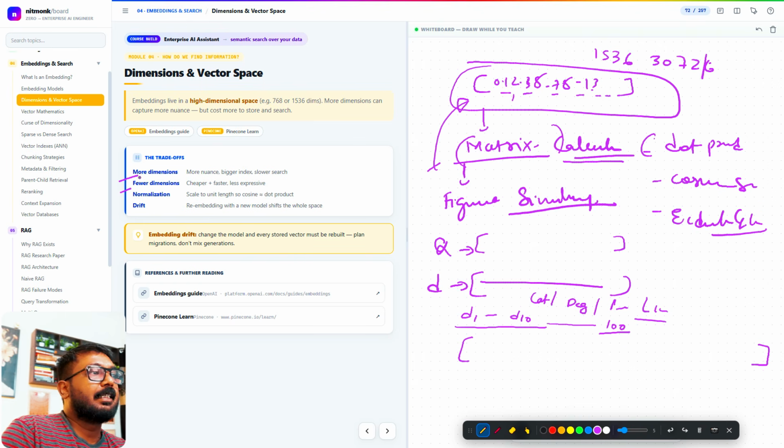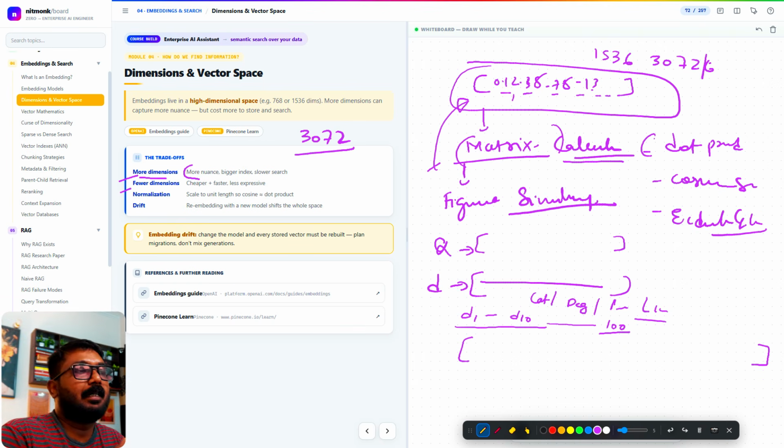But that's what I'm saying: more dimension is more nuance. If we go to 3072, the matrix will be bigger, correct? And then we'll dive more deeply into the properties of the words, or a sentence, or a document chunk. But the problem is, once this matrix goes bigger, you have to do many more calculations, because the dot product is there, cosine similarity is there, Euclidean distance is there.